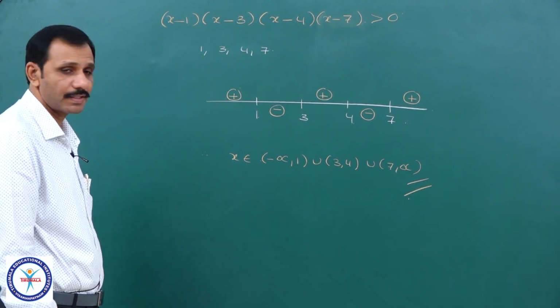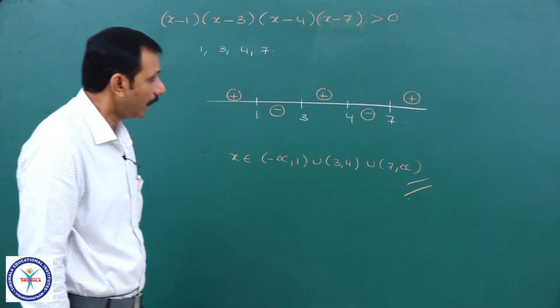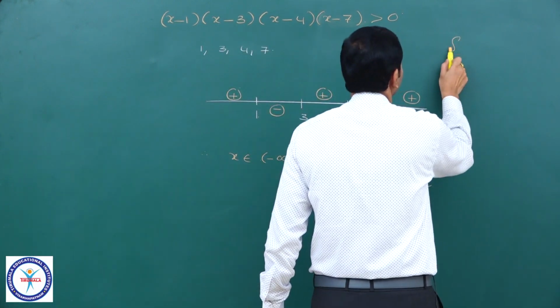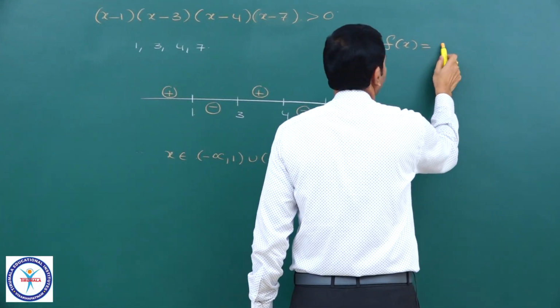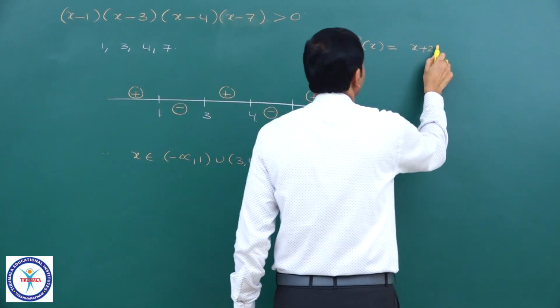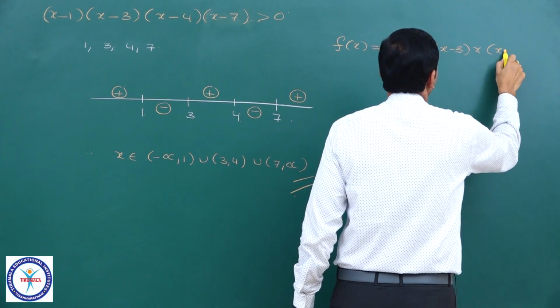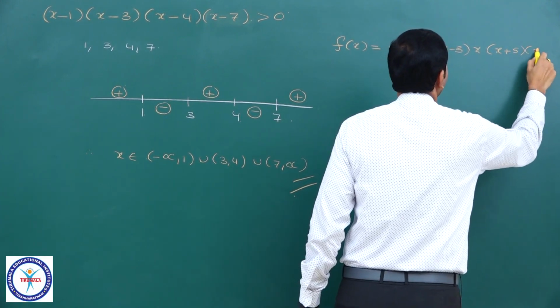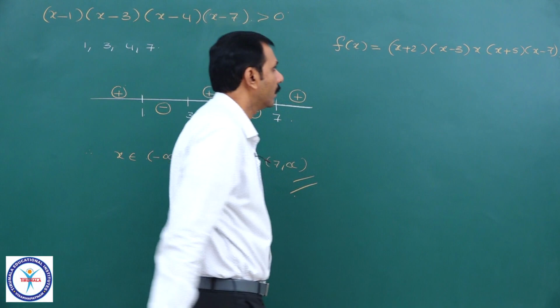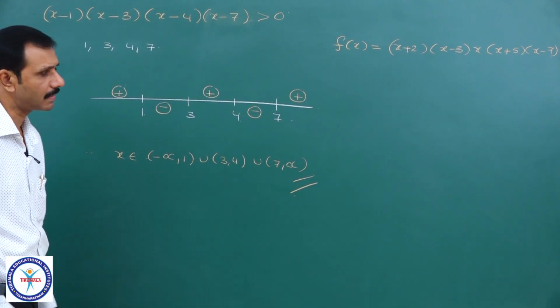Very easy to write this one. And next, one more I will take here. If I take f of x is equal to (x plus 2) into (x minus 3) into (x plus 5) into (x minus 7), there are 1, 2, 3, 4 factors.